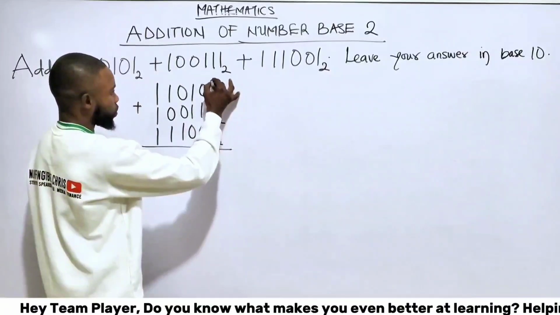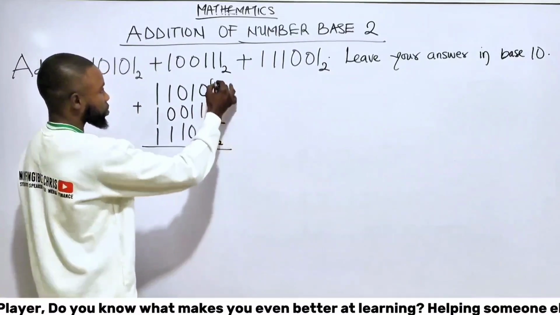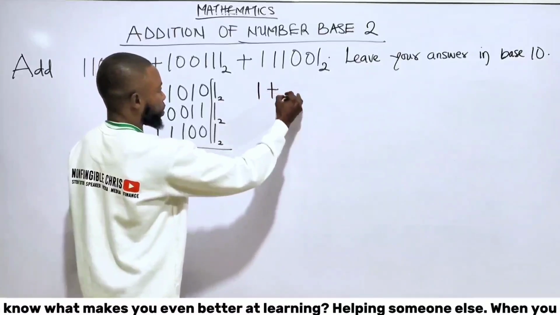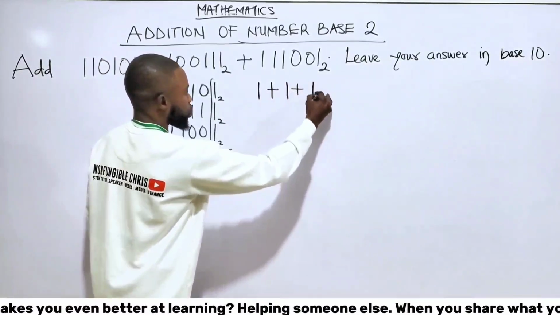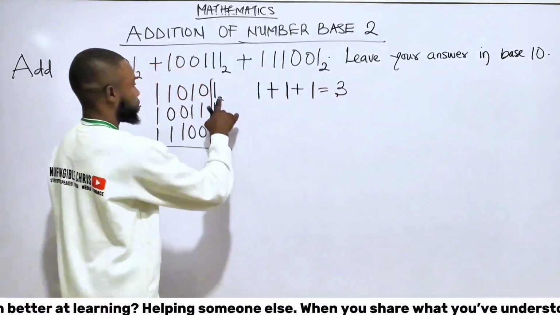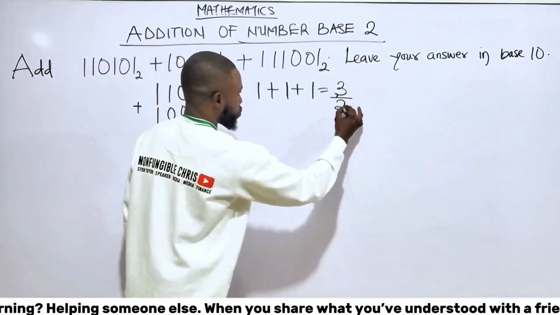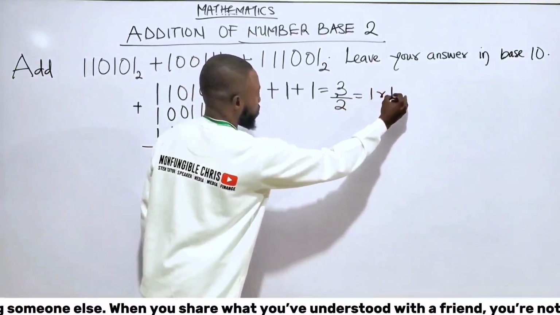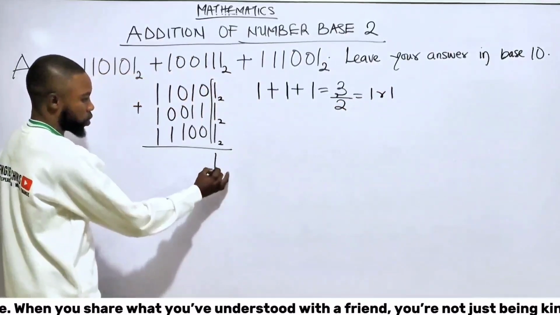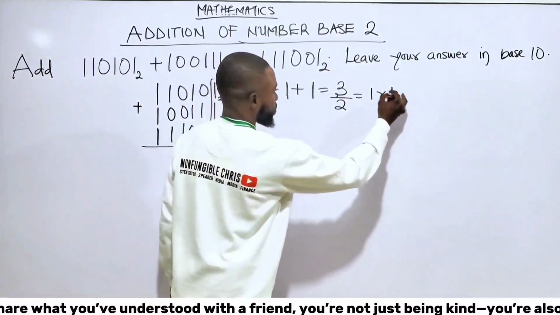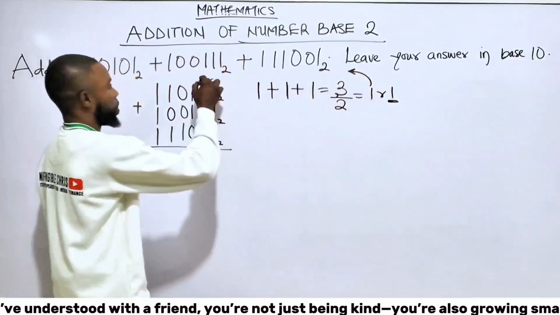So let's add this. First of all, we start with this, right? We have 1 plus 1 plus 1, which gives us 3, divided by the number base, which is 2. That should be 1 remainder 1, right? So fixing the 1, we're going to carry the 1 here.